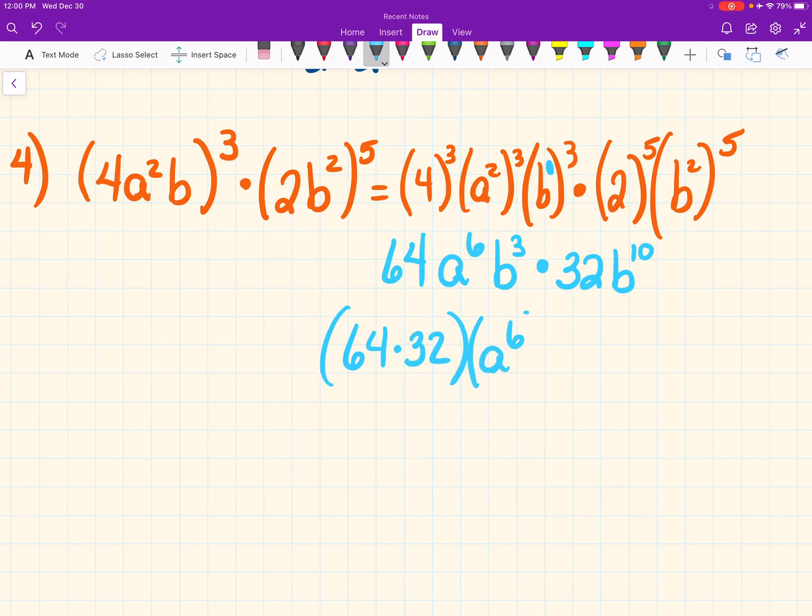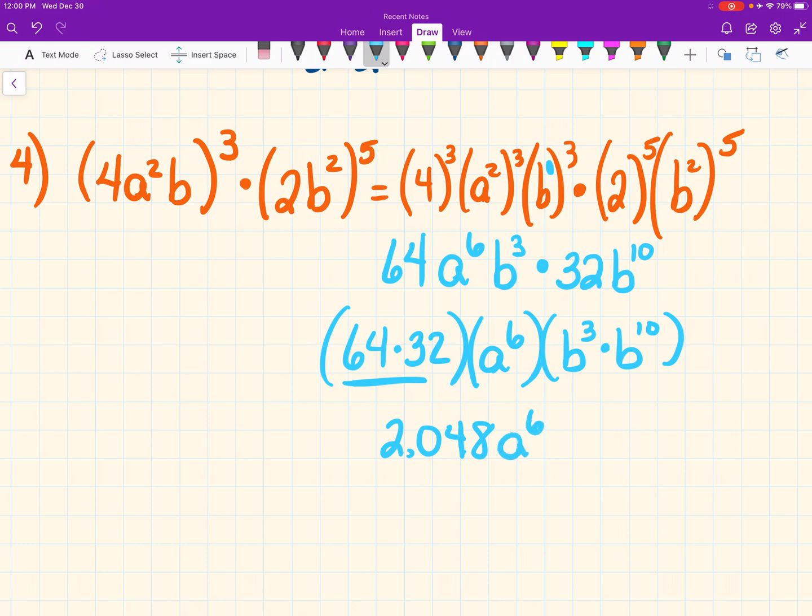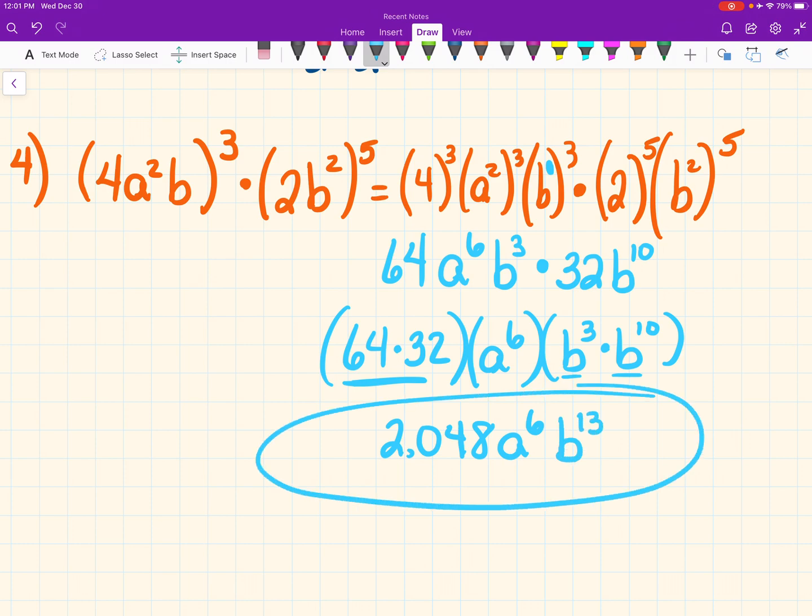A to the sixth, there's no other a's. B to the third times b to the 10th. Now we're multiplying like bases. We're not doing power to a power. So this is going back to the rule from the other day. Well, first I multiplied these and I got 2048. Thank you, calculator. A to the 6th doesn't have anything to go with it, but b to the 3rd and b to the 10th, like bases, add exponents. So that's b to the 13th. Okay, that's your final answer.